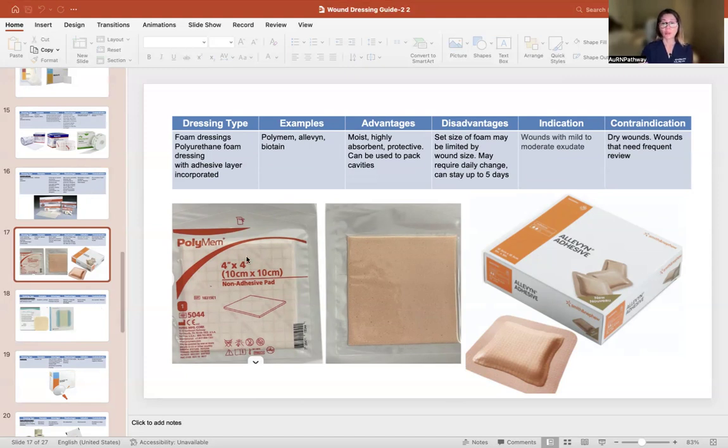There are obviously foam dressings that don't have adhesive as well, needing a secondary dressing or bandage on top of this particular type of wound dressing. And usually these foam dressings are good for up to 5 days. And they're very expensive as well.